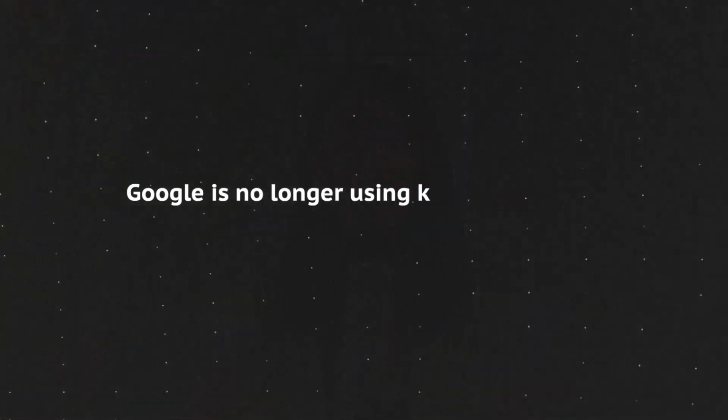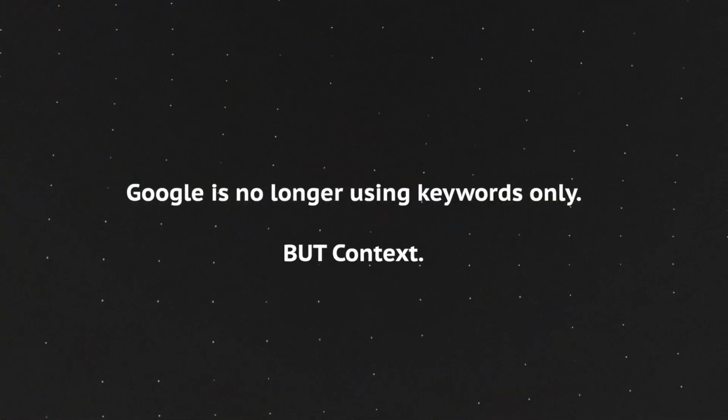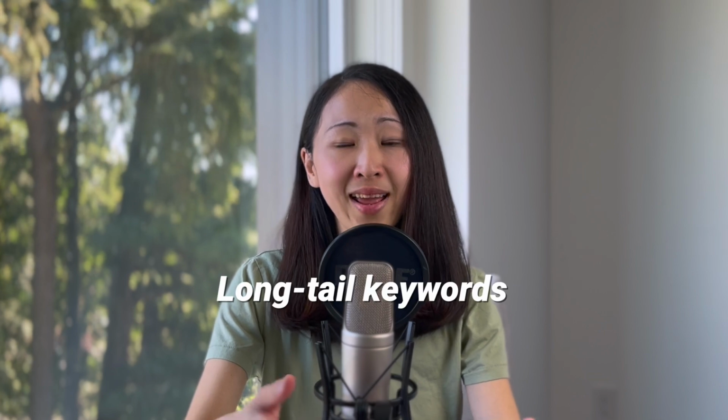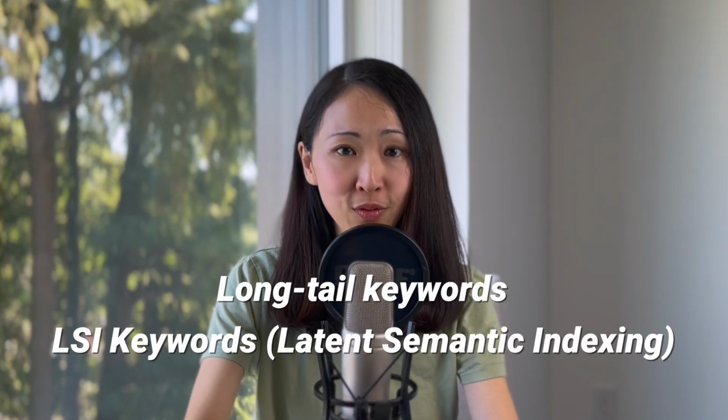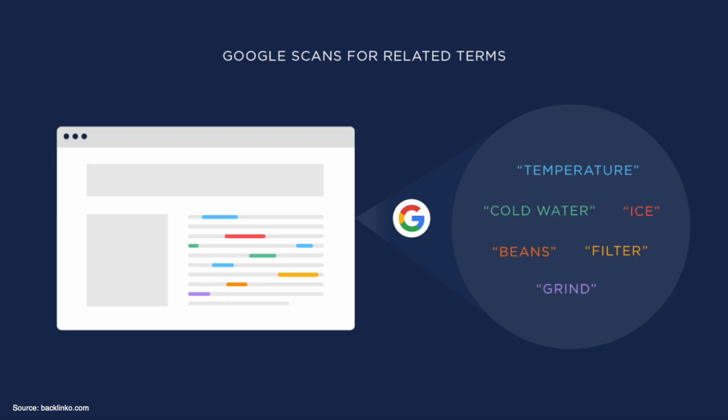Google is no longer only using keywords to rank pages, but the context that you're giving in the blog. And this is when long tail and LSI keywords can help to improve that. So long tail keywords are keywords with 3 to 5 words. So the keyword gym intimidation statistics is one of them. LSI keywords, latent semantic indexing keywords, are keywords that are conceptually related to your target keyword.